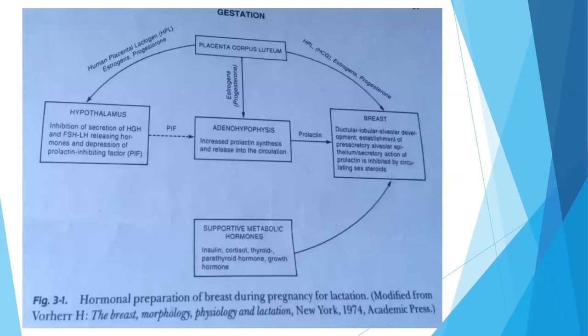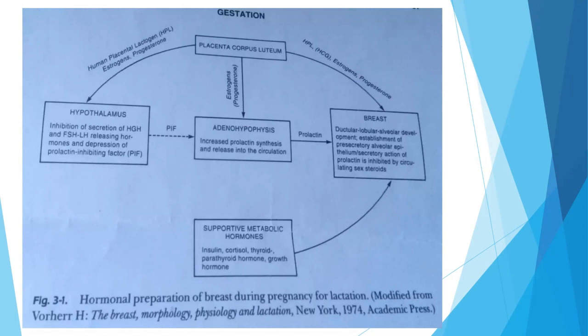Now, during the gestation period, this is the hormonal preparation of the breast during pregnancy for lactation. The placenta and corpus luteum produce estrogen, okay? Also, it produces the human placental lactogen, and then it acts on the hypothalamus, which inhibits the secretion of HGH and FSH, LH releasing hormones, and depletion of the prolactin inhibiting factor.